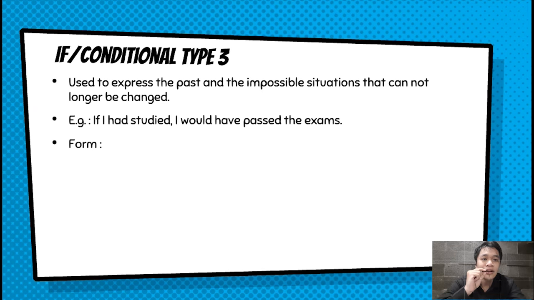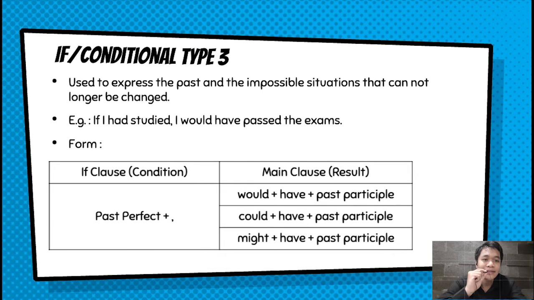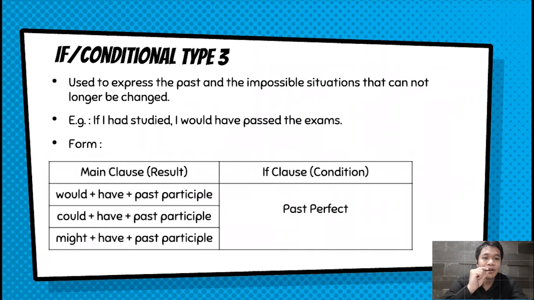Moving on to the form of this conditional type: the if clause, or the condition, uses past perfect plus a comma, and the main clause, or the result, uses would, could, or might plus have plus past participle. The position of the condition and the result can be swapped, so the main clause is followed by the if clause, and the if clause is no longer followed by a comma.